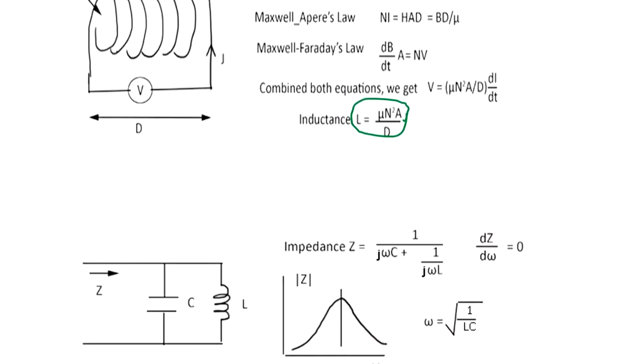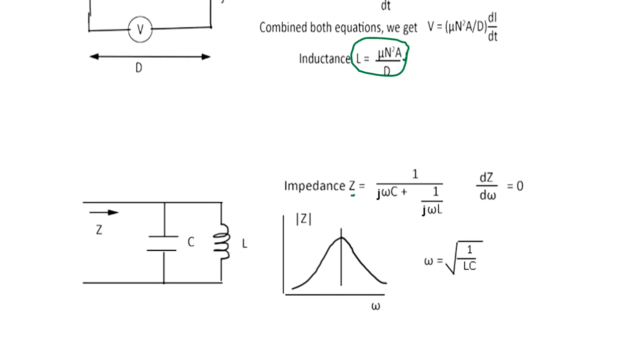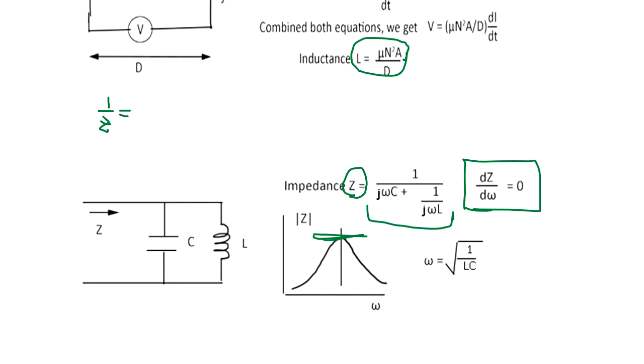Okay, so once we get the inductance, how do we get the resonance frequency? When they are connected in parallel, impedance is this format, and we take a derivative by frequency and find this part. But actually we take a reactance, this 1 over z equals j omega C plus 1 over j omega L, and we take the derivative.